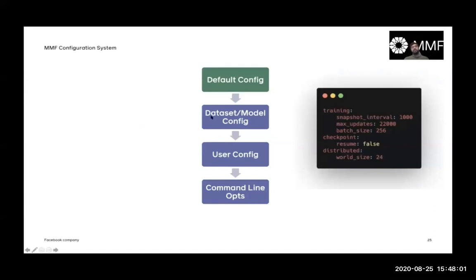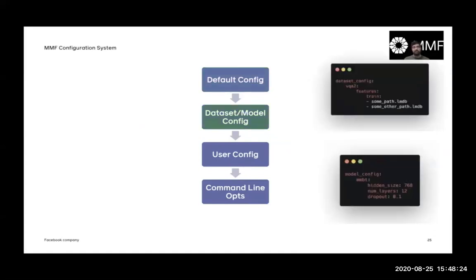So we by default provide a config that is in /config/defaults, which contains all of the default parameters, something like training, snapshot interval, what are the maximum updates that are required, the batch size, then something around checkpoint and distributed. Now after this, specific stuff comes, like dataset and model configuration, which are very specific to the use case you are implementing.